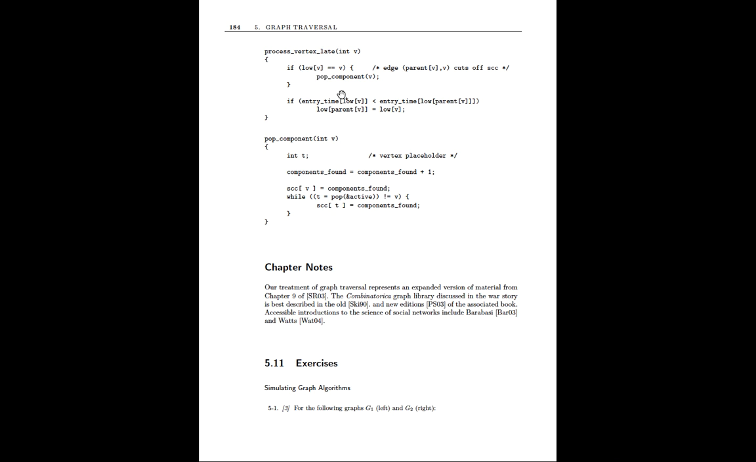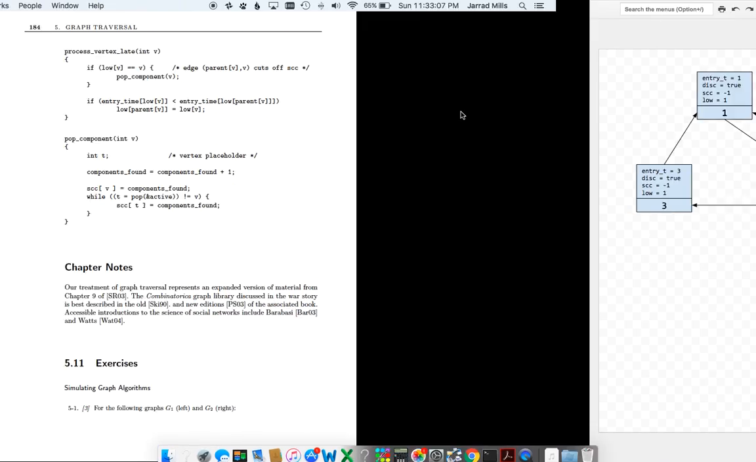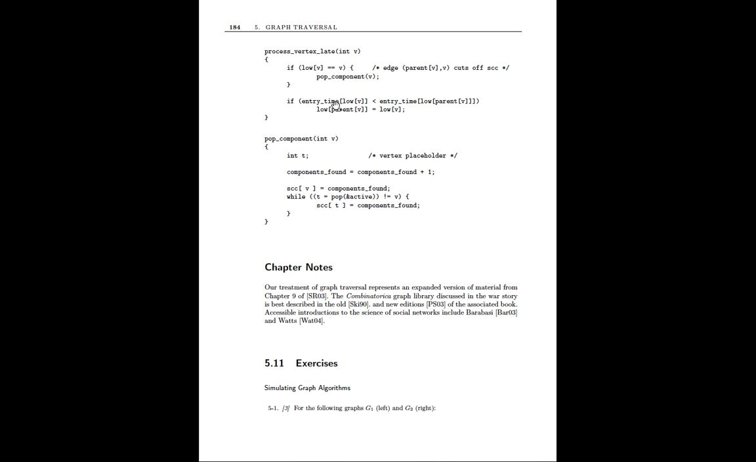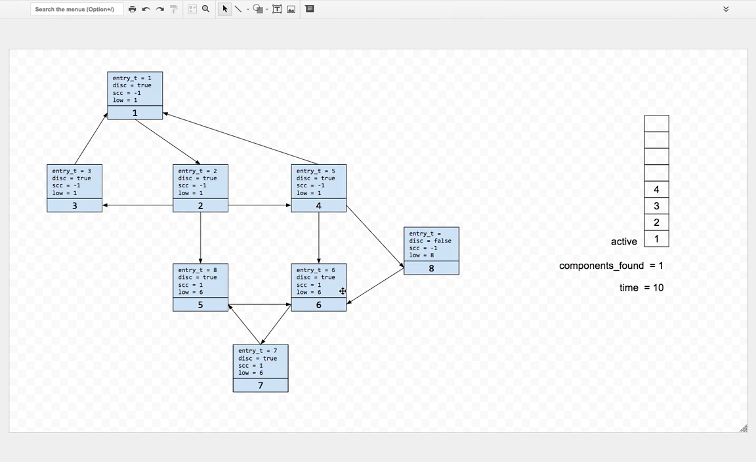And we have successfully popped all components, and pop component was the last thing that we were going to do here in process vertex late, because the entry time for low of v is not less than the entry time for low of the parent of v. The entry time for 6 is 6, and the entry time for the low of 6's parent, which is 1, is 1. So 6 is not less than 1, which means we don't execute this as we are processing the vertex late. So finally, vertex 6 is fully processed.